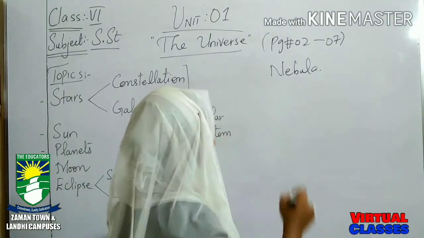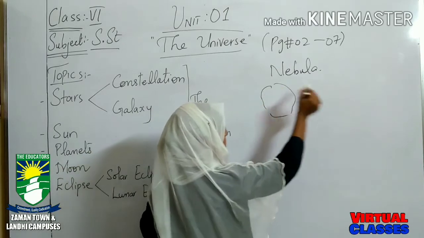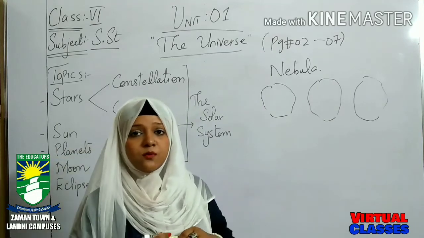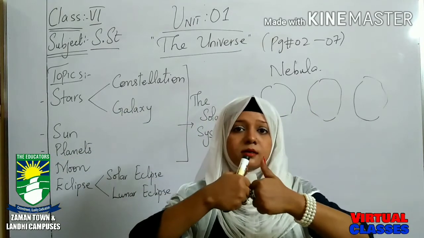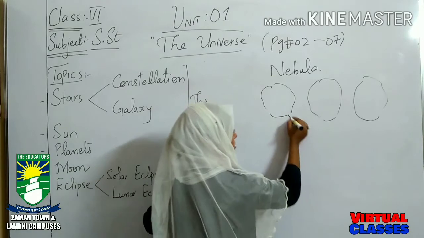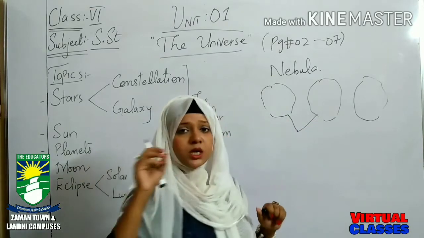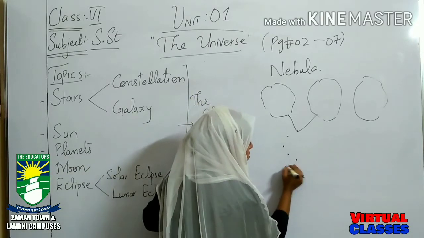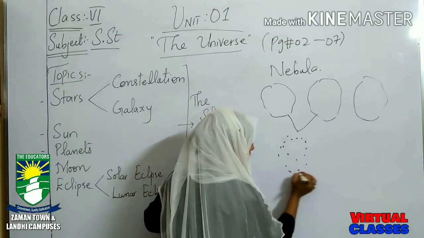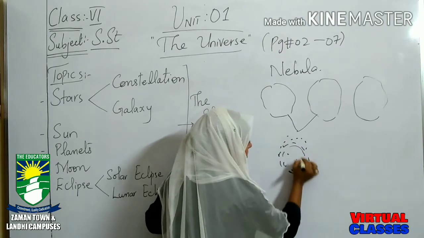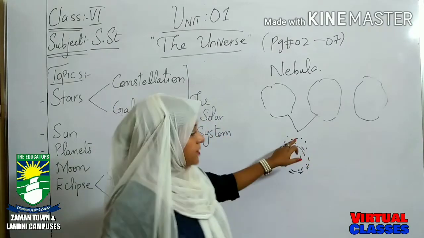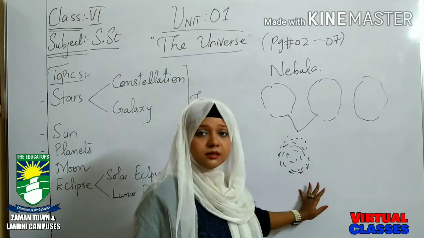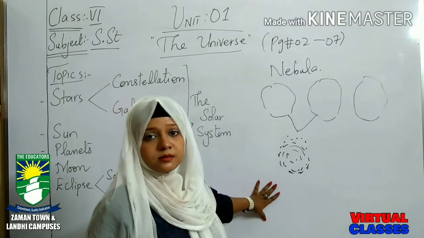How? There are different nebulas moving in space. When the nebulas strike together, they dissociate into small pieces. They start dissociating into small pieces. These small fragments are the stars. But still, they don't have any light.